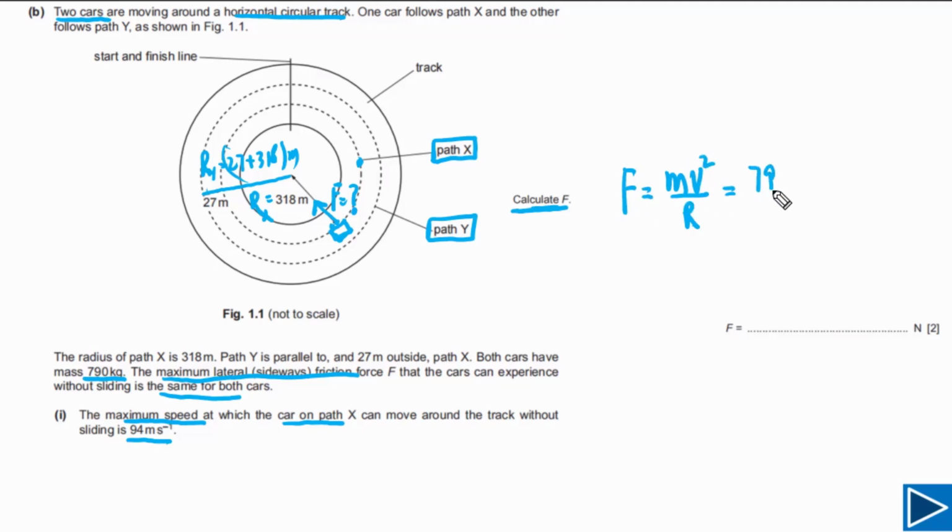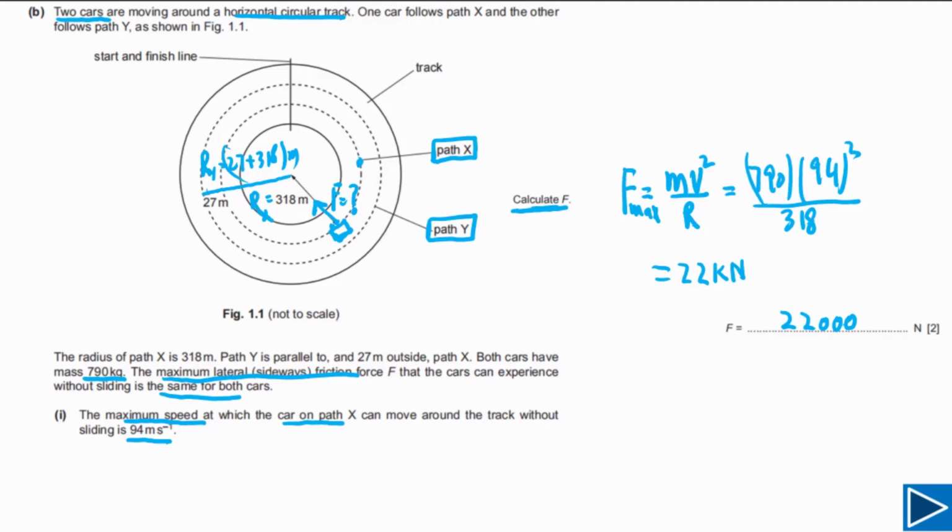Mass in this case is 790 kilograms, and we need to find the maximum value of F, so we have to consider the maximum speed. Maximum speed is 94. So this is 94 squared divided by the radius of the circle, as it is in circle X, so the radius is 318. If we solve this, our final answer will be 22,000 Newton. We can say 22 kN, or write 22,000 Newton.